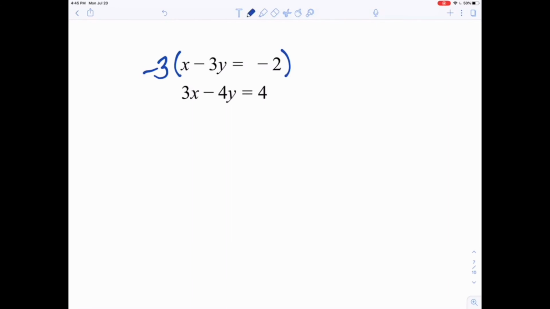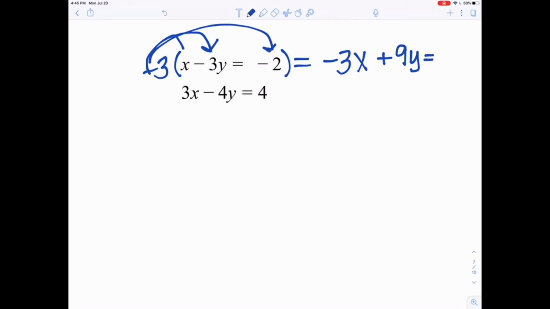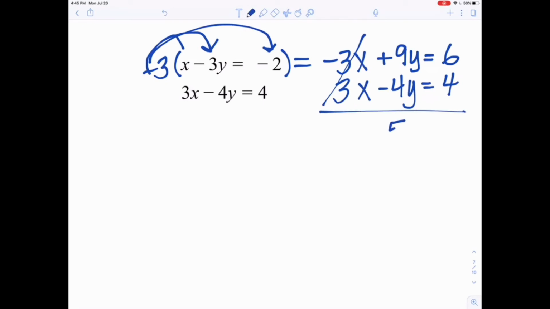Okay, so now that I did this, I distribute everything. Negative 3 times x is negative 3x. Negative 3 times negative 3y is positive 9y. And negative 3 times negative 2 is positive 6. And then I'm going to rewrite the second equation underneath this so that it's easy for me to see. So now, negative 3x plus 3x cancels out. That just gives me 0. Okay? And 9y minus 4y is 5y, because 9 minus 4 is positive 5. And here, 6 plus 4 is 10.